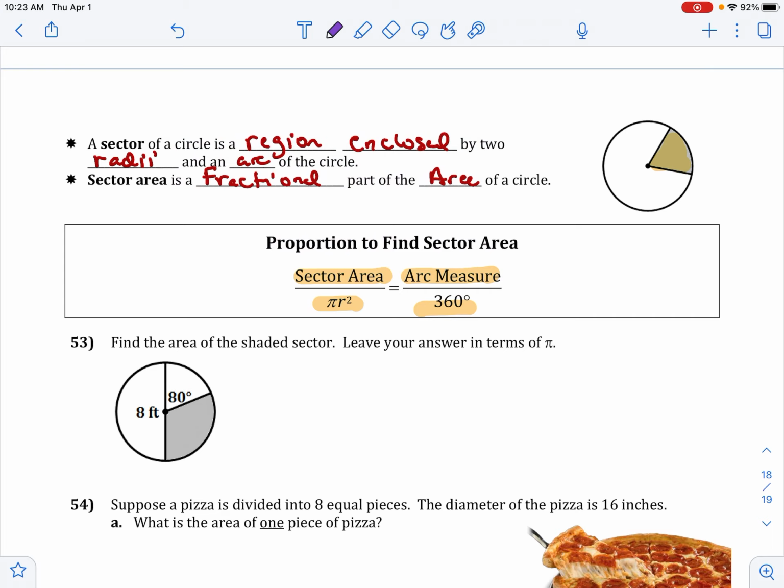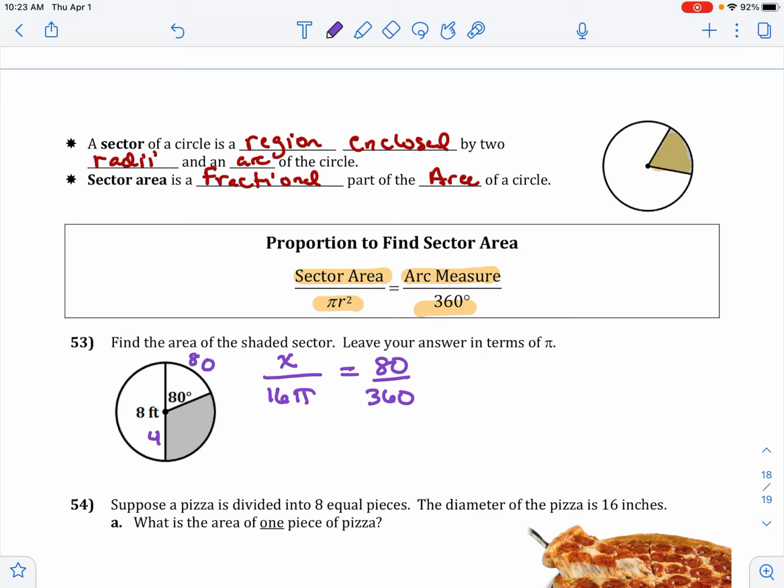So let's try one. It says find the area of the shaded sector. Leave your answers in terms of pi. All right, so sector area we don't know, so that's x. And then the area of this circle, pi r squared. So we have to do pi r squared. Well, the radius would be 4. So 4 squared is 16. So 16 pi equals the arc measure, 80 out of 360.